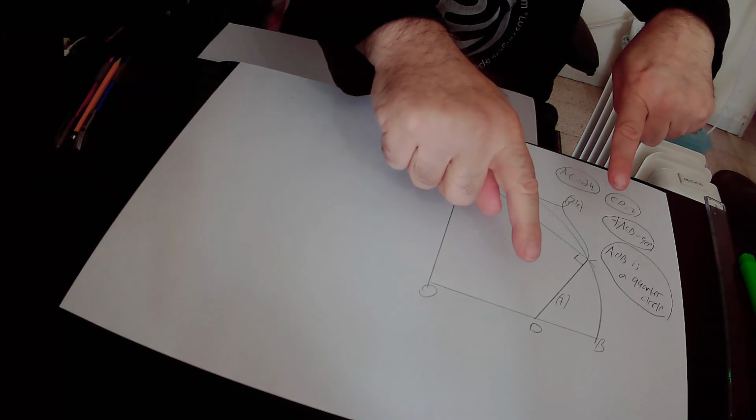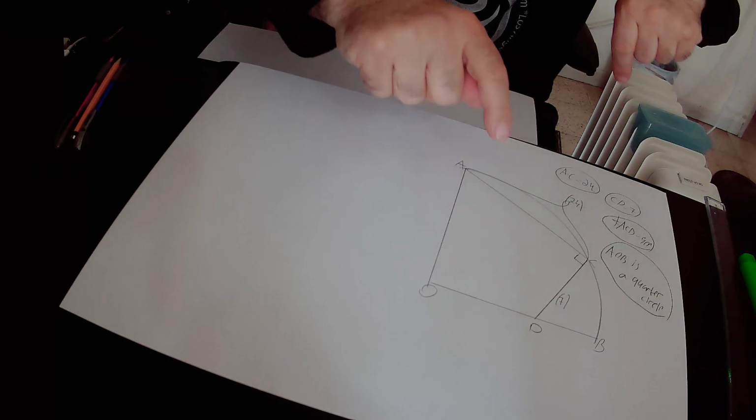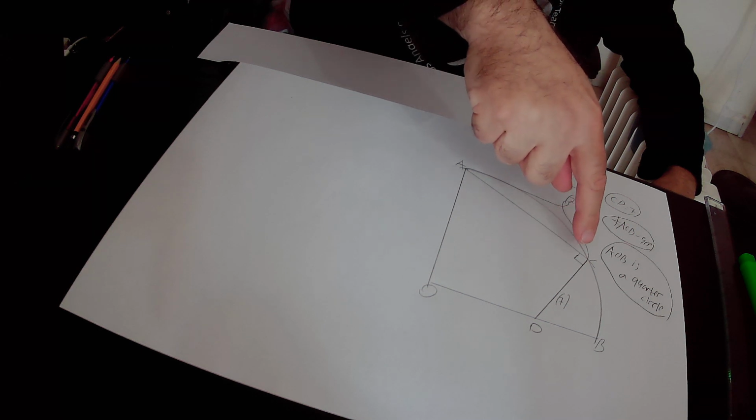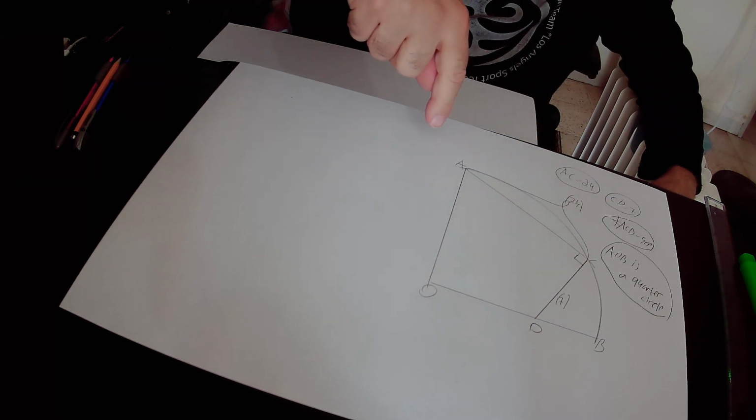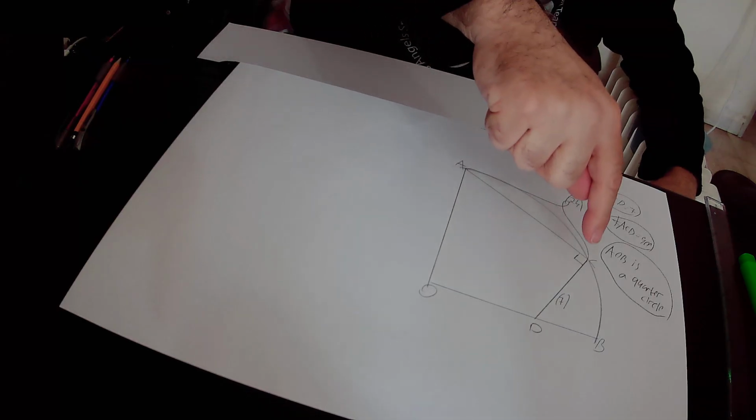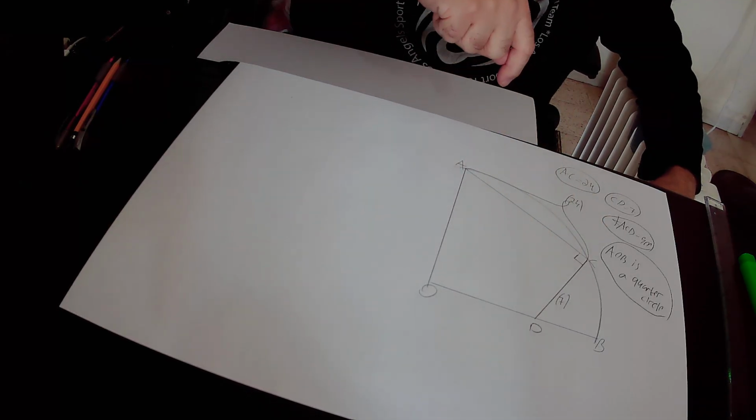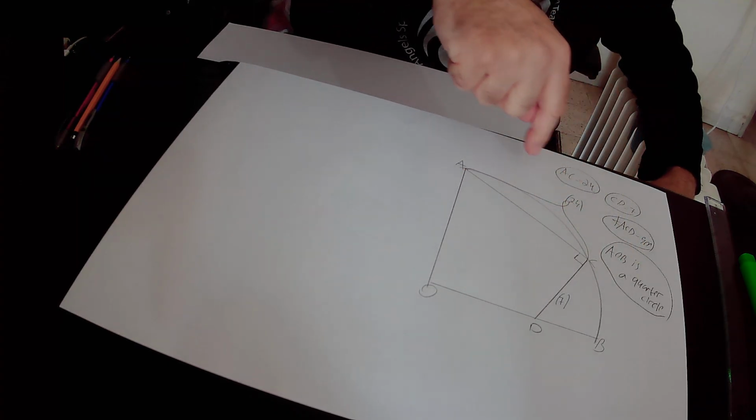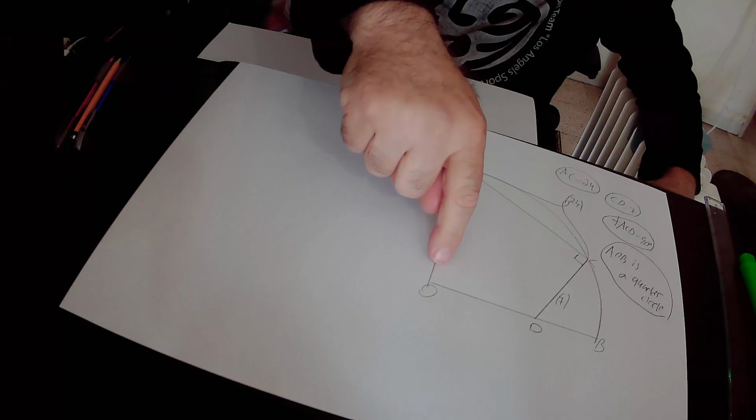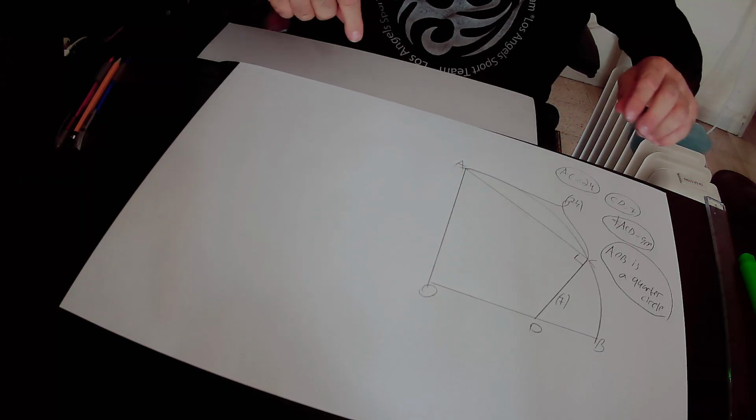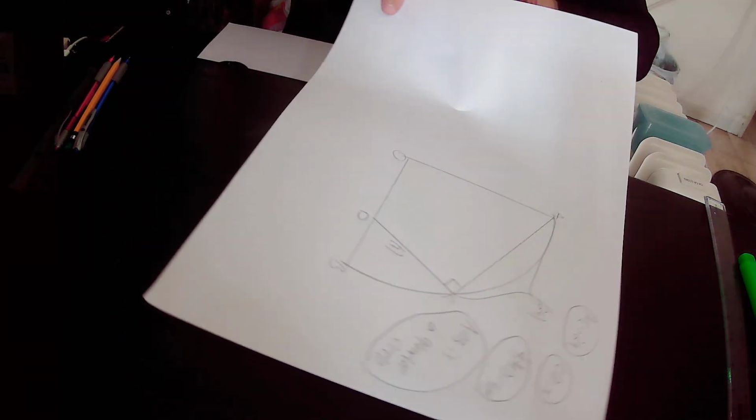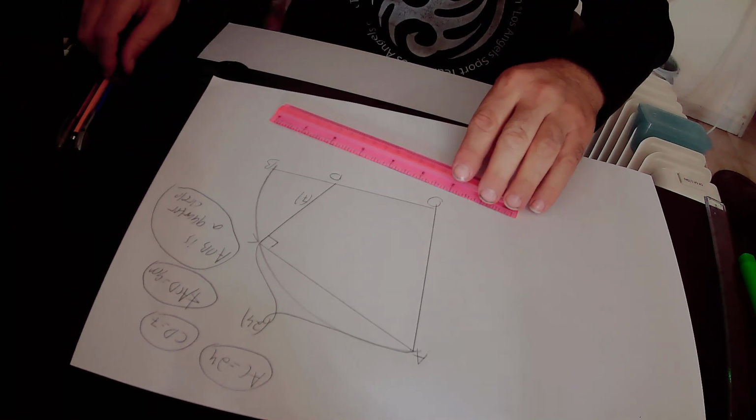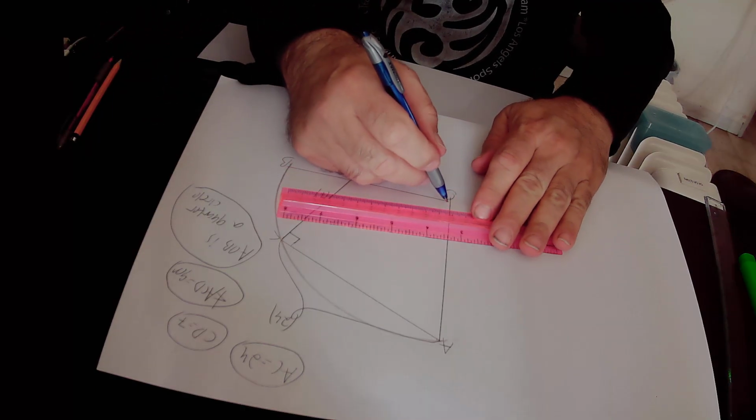Side CD of quadrilateral AOCD equals 7 units in length. And this angle ACD equals 90 degrees. Our mission is to find the area of this quadrilateral ACDO. Because AOB is a quarter circle, this angle must be equal to 90 degrees. In any quarter circle, this angle must be equal to 90 degrees.